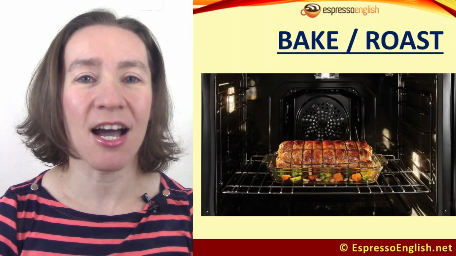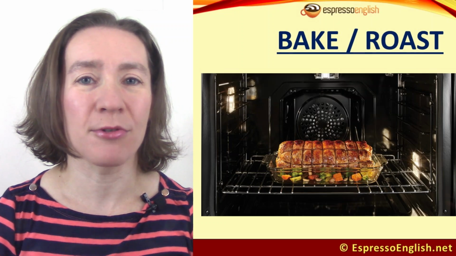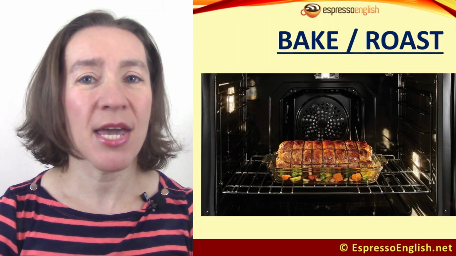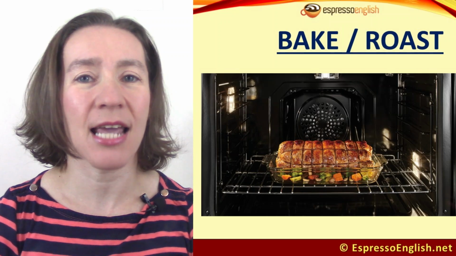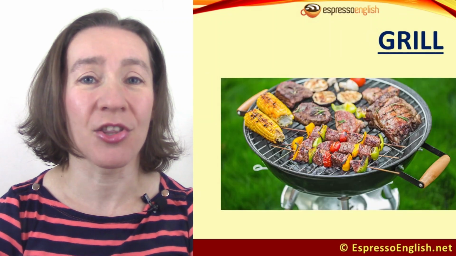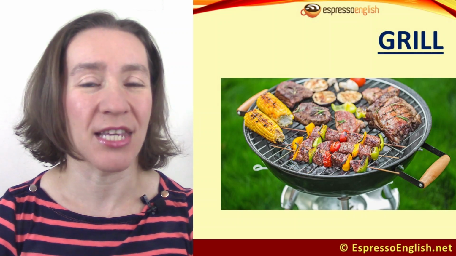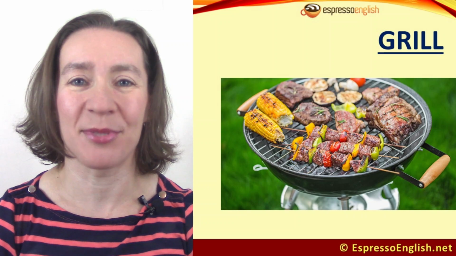If you cook something in the oven, you bake it or roast it. We typically use the word roast for beef, chicken, and pork. Bake is used for cakes, muffins, casseroles, or lasagna, and fish. You can also grill things, cook them over the open flame on a grill. We use that same word for the action, the verb, and for the object.